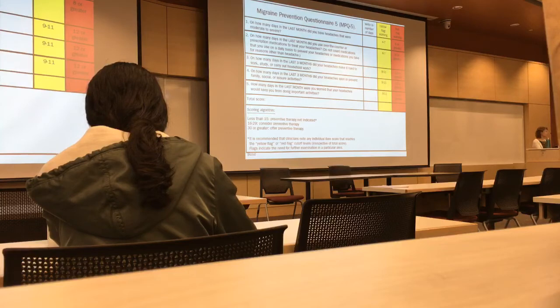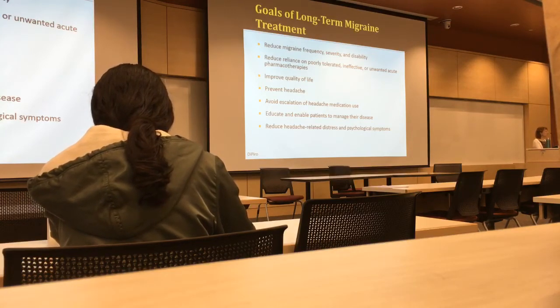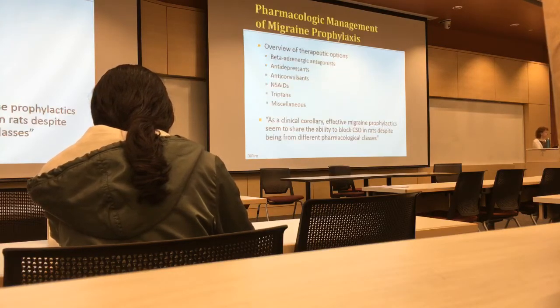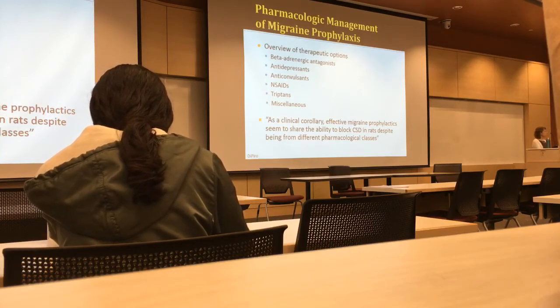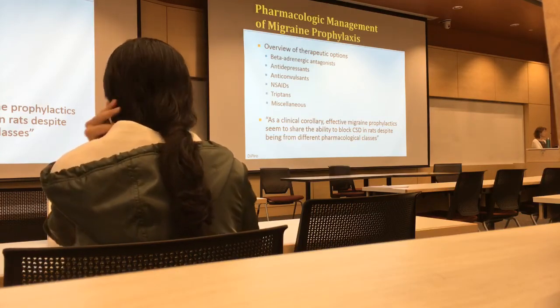So this is a migraine prevention questionnaire that you can have people fill out, and it helps define whether they're a good candidate for prevention therapy. Our goals are to reduce the migraine frequency, severity, and disability, to reduce the reliance on poorly tolerated acute therapies, improve quality of life, prevent future headaches, and avoid the patient using medication more and more frequently on their own. I keep repeating the same thing because it's a big problem. So the agents that we have are beta-adrenergic antagonists, antidepressants, anticonvulsants, NSAIDs, triptans, and some other variety of agents.